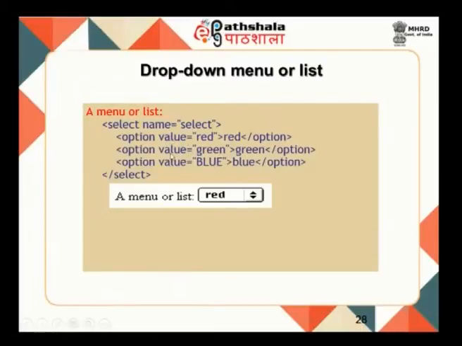This value would not be displayed on the web page. What is displayed is whatever you are giving within the options, so red, green, blue is what appears here. These values are used by the script code. Now you have created a list. By default, only one value is displayed here, as you can see.